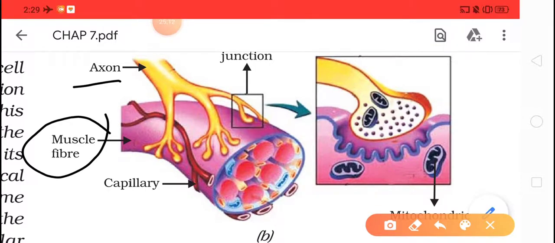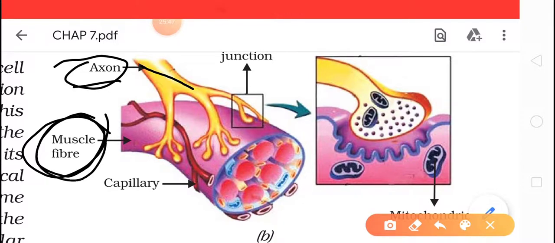See what I have just explained: when we are moving our hand, when we touch a hot object, how are we moving it? Because on these muscles we have axon ending, the nerve ending is there, and this nerve ending connects to the muscles. So this is your nervous system part, and this is the muscle of your hand. Both of them are connected like this.